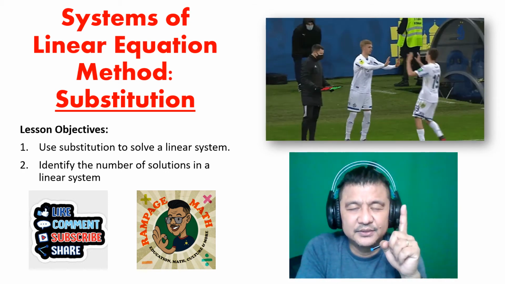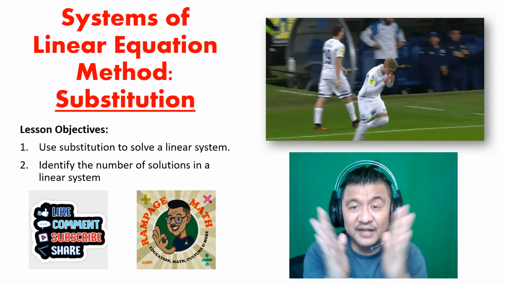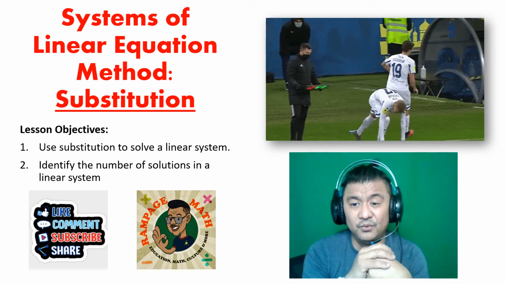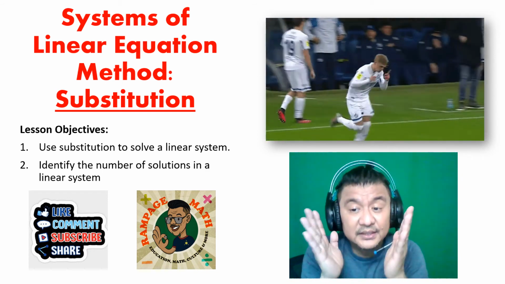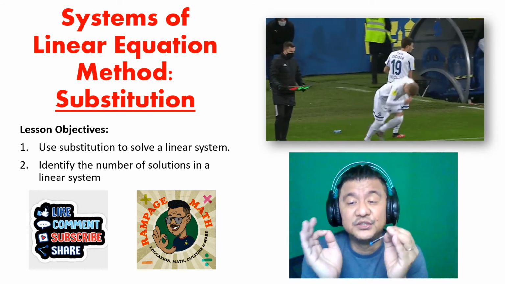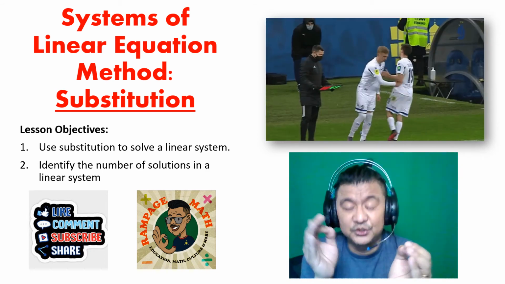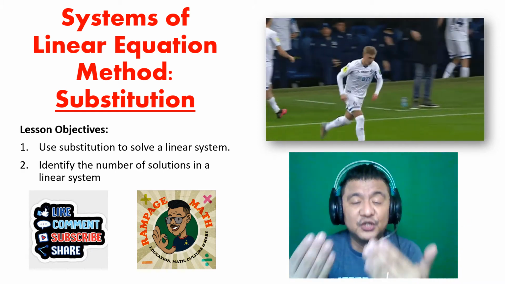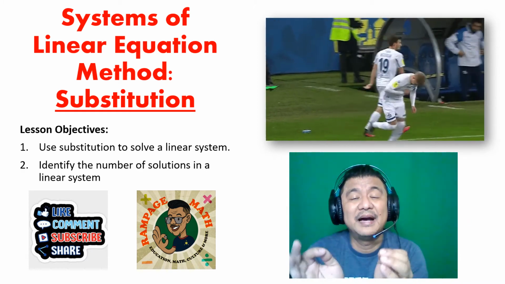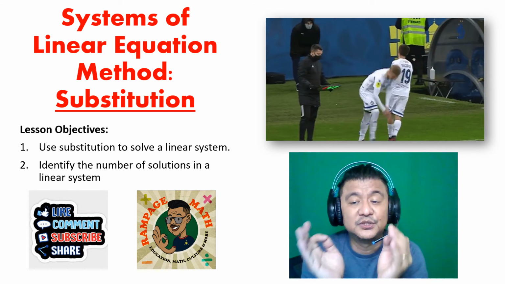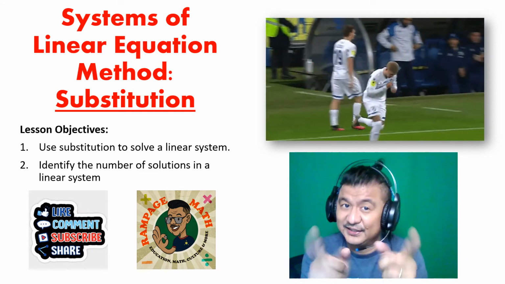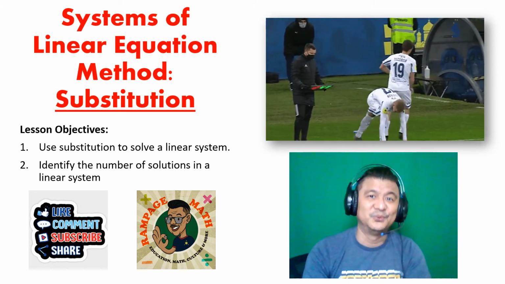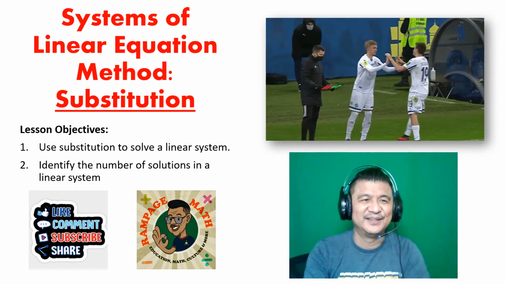Now, check this out. This football player would give a high five to the other player. Why? Just for saying hi? No. The reason is what? Yes, the other player would substitute for him so that the game would continue. Guess what? In math, there is also substitution, and we use that for linear equations. And that's the lesson for today. Are you ready? All right, here we go.